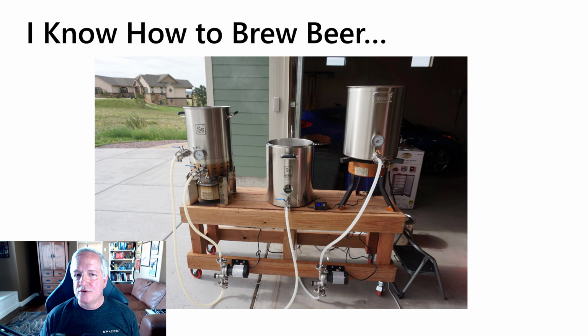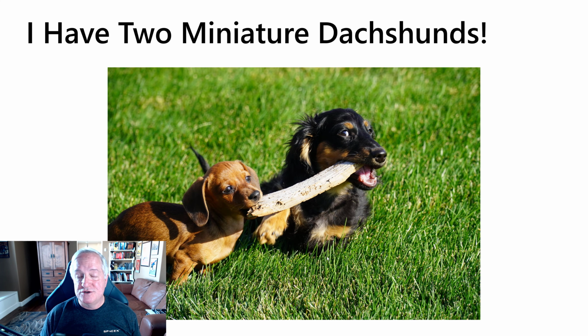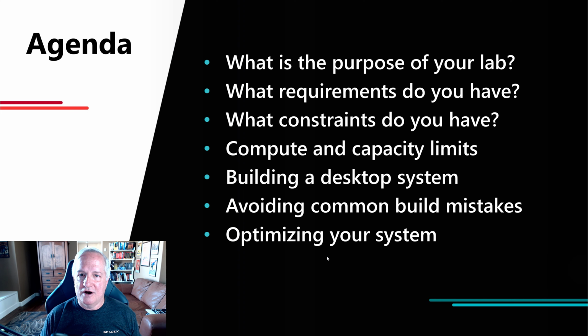So I know how to brew beer. I've been brewing beer for about 5 years now. It's a fun hobby, and it's all grain batches using that system you see right there. I also have 2 miniature dachshund puppies. They're both a lot of fun. The black and tan one is named Chorizo, and the other one is named Andouille. So we have a sausage theme for the dogs.